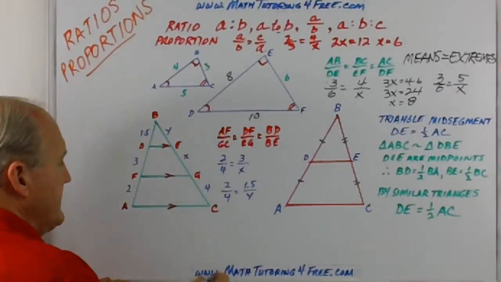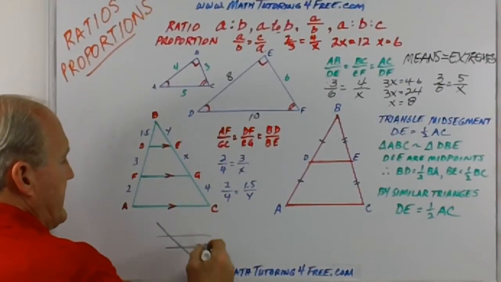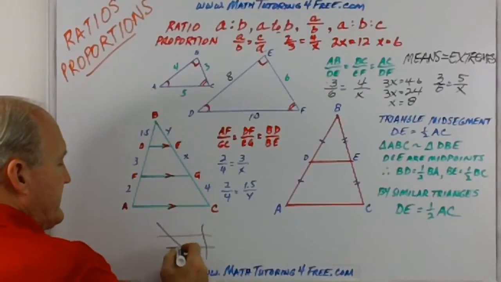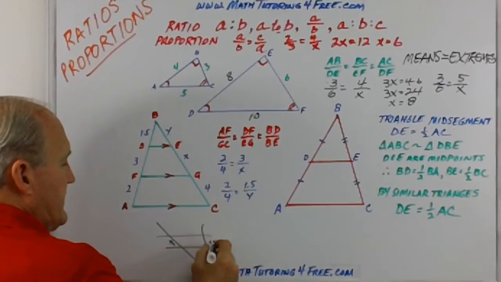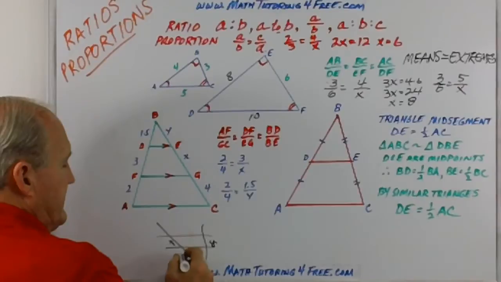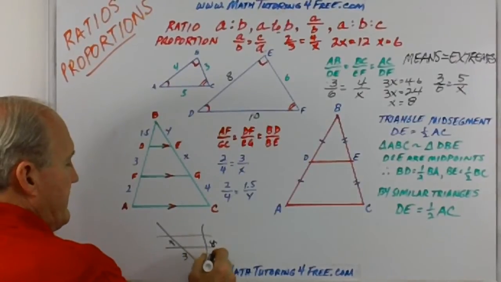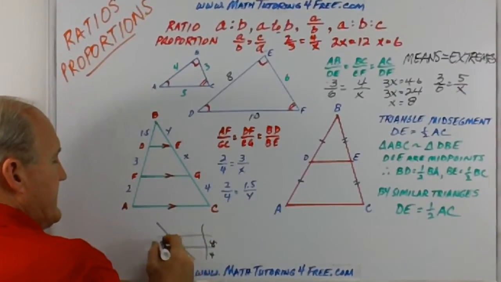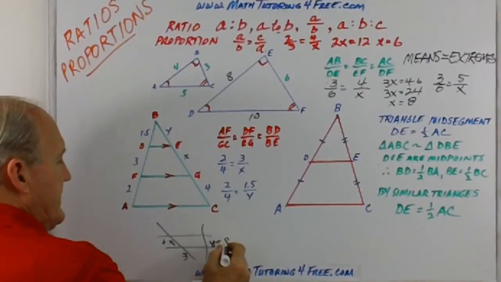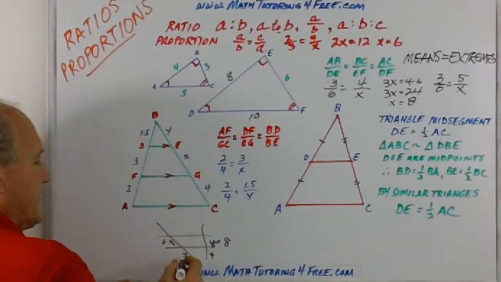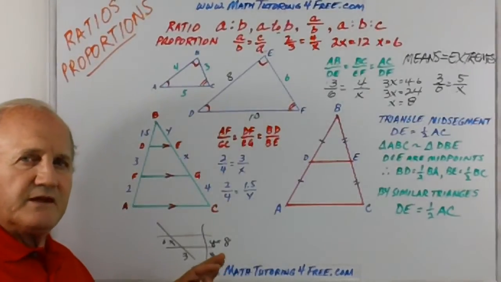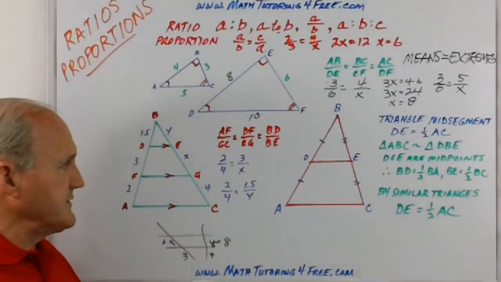You could have any parallels crossed by a couple of transversals, and this section x is to y as, let's say, 3 is to 4. Then if we found out this was 6, then 3 times y is equal to 24. This would be 8. Again, 3 is doubled, so 4 must be doubled. So that's a handy little way to use proportions.